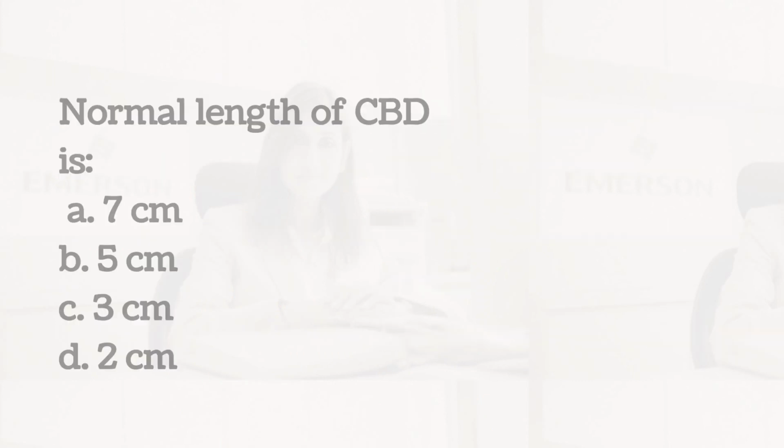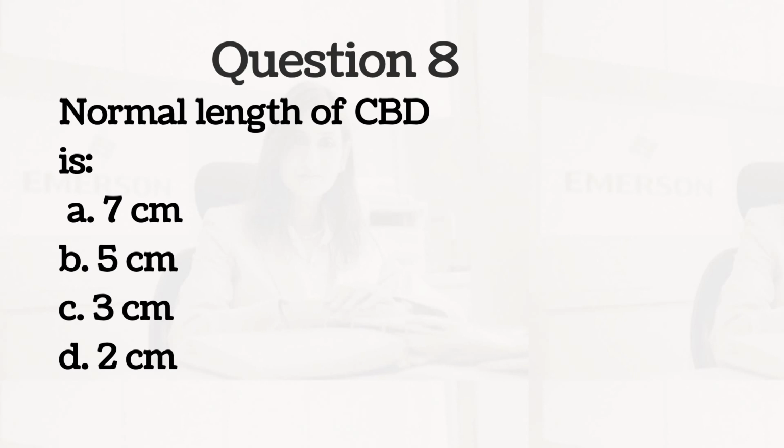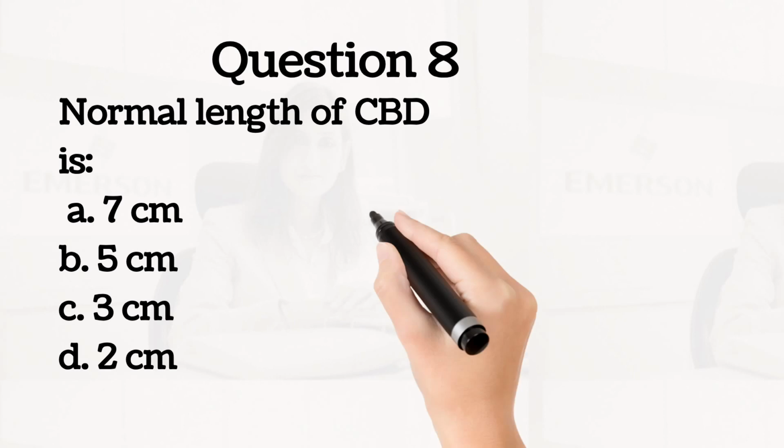Question 8: normal length of CBD is A. 7 centimeters, B. 5 centimeters, C. 3 centimeters, D. 2 centimeters. Like I said, for abbreviations, if you don't know what they're talking about, you can't even answer. You can pause the video. CBD is the common bile duct. What's the length of it? If you don't know this one, you just don't know. The answer is A, which is 7 centimeters.